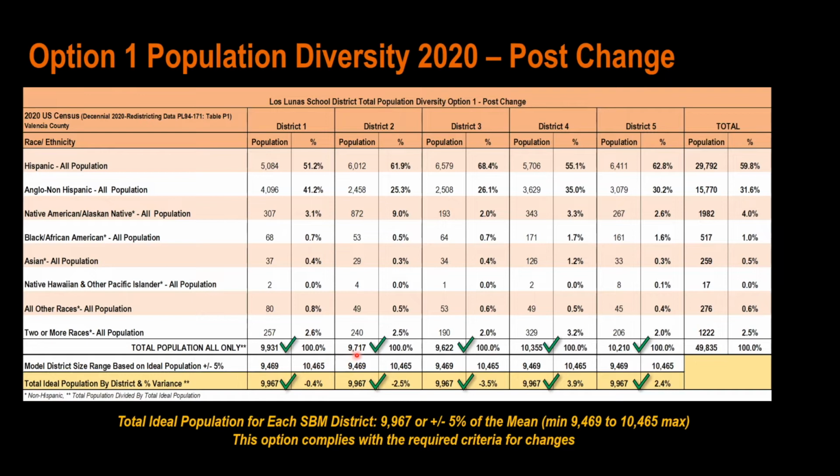District 2 now has 9,717. It is only 2.5% below our ideal. And again, we are in good shape. District 3 at 9,622. We're just below the ideal by 3.5%. District 4 now is at 10,355. We are slightly above at 3.9% of the ideal. And District 5 is at 10,210, and it is 2.4% above the ideal. All 5 districts fall plus or minus 5% of that mean, and we are in good shape with this option.